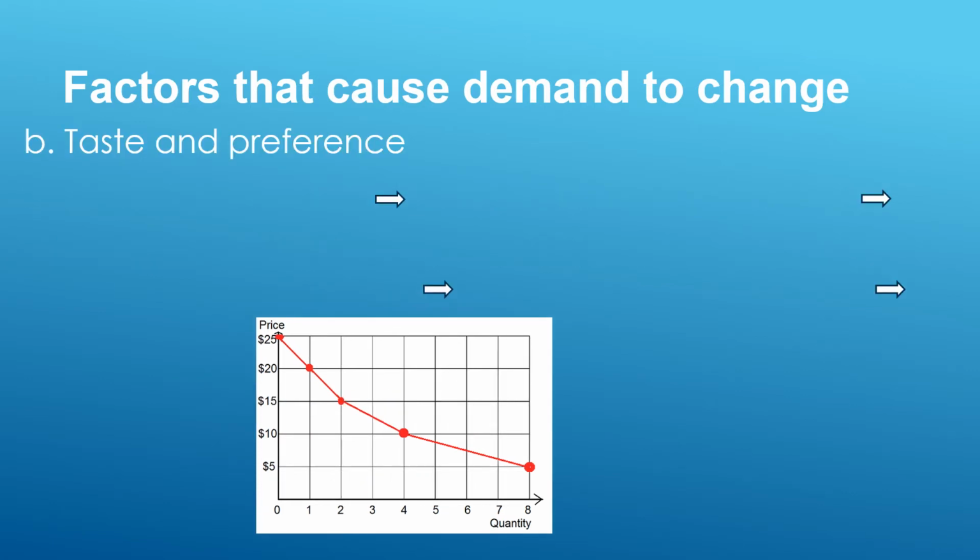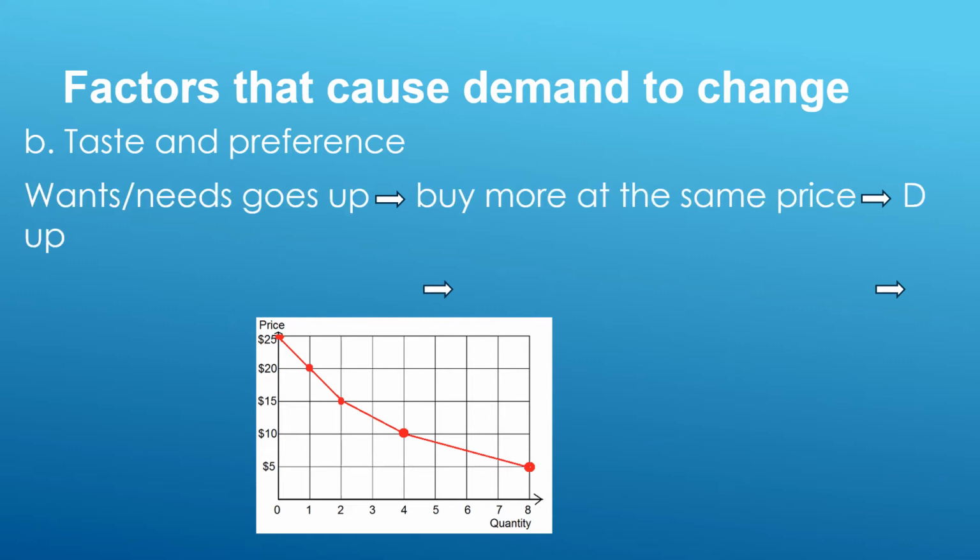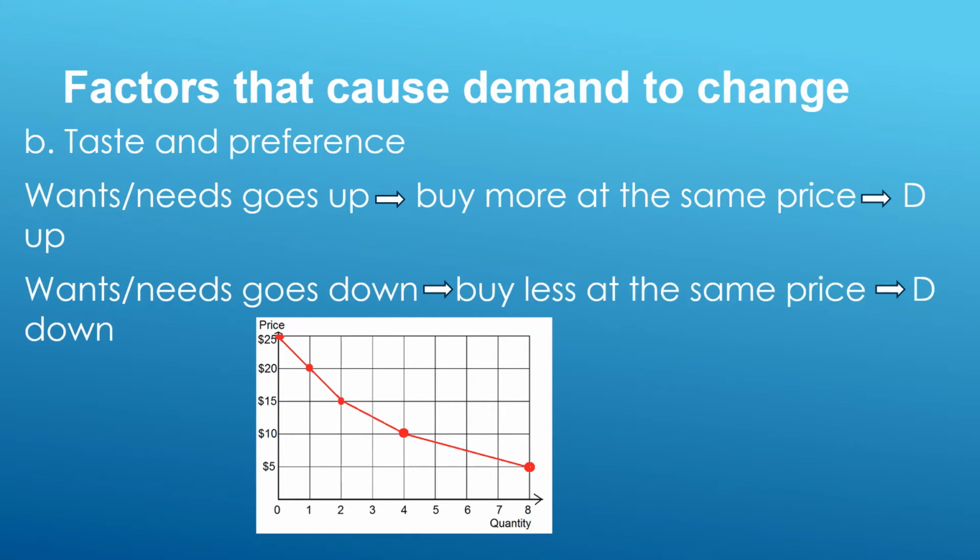Another factor that affects the demand is taste and preference. Taste and preference represents your wants and needs. So if you want or need pizza more than before, then you will buy more, even though the price is the same. So demand goes higher. In case you don't need it anymore, you'll buy less of it, and the demand will go down.